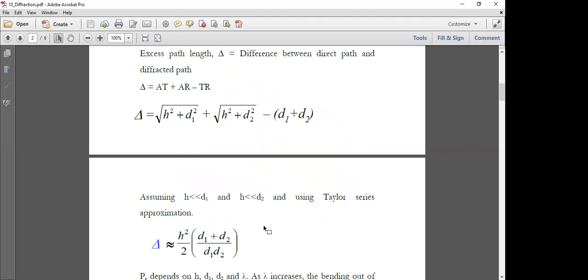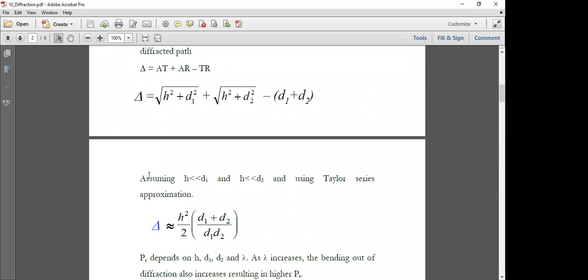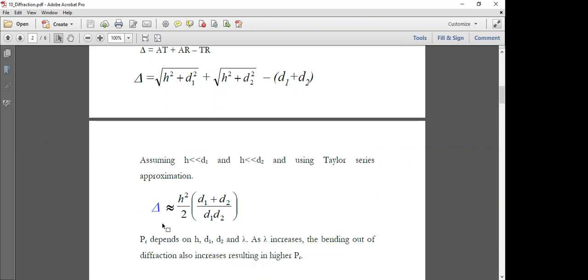So for this path difference, del, which is commonly used as the notation for path difference in wireless technologies, del has this long expression. Again, if you do the Taylor series expansion and the approximation, ignoring the small components, you end up with this simple value for del.